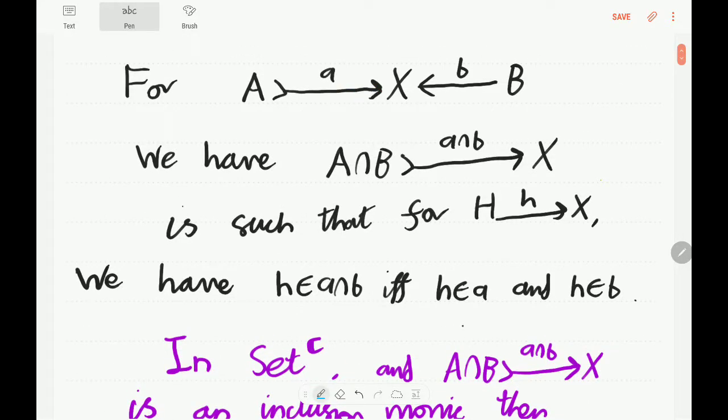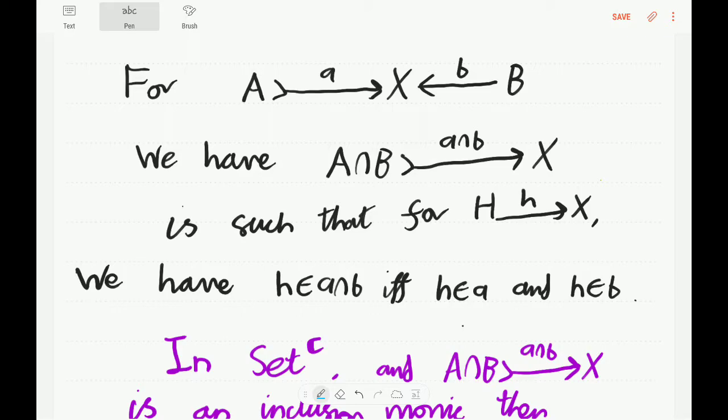Okay, so now we've got this understanding of what monics look like and how sub-object classifiers work in the category set to the power of C. It's time to start thinking about these kind of logical and set theoretic style operations which are so important in topos theory. So let's start by looking at the idea of the intersection of two monics.